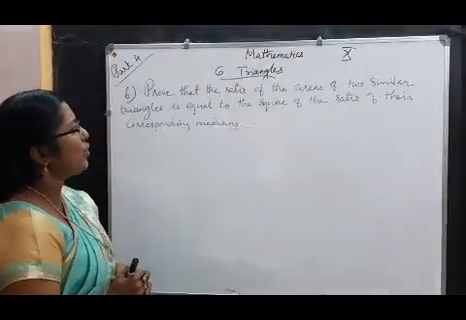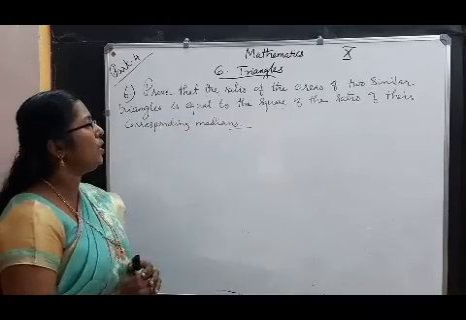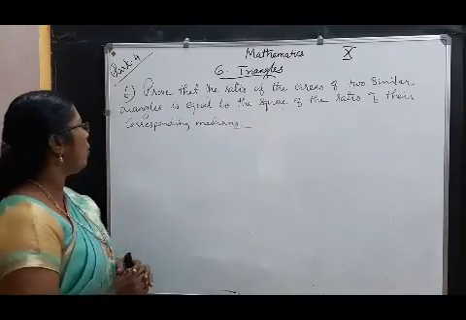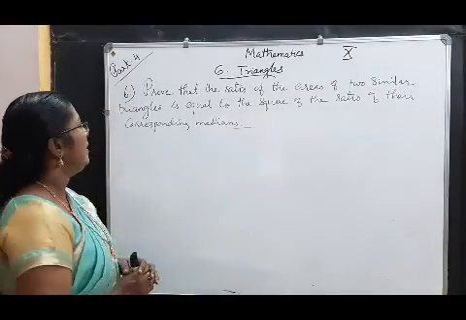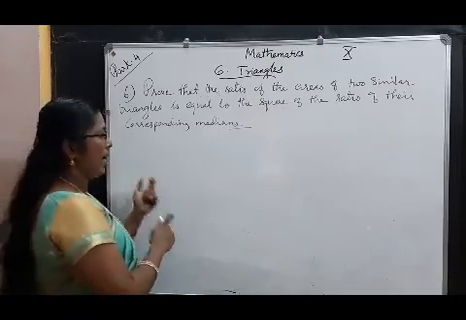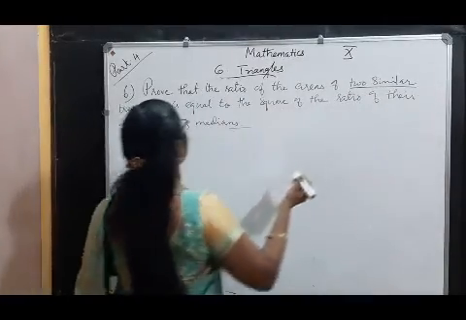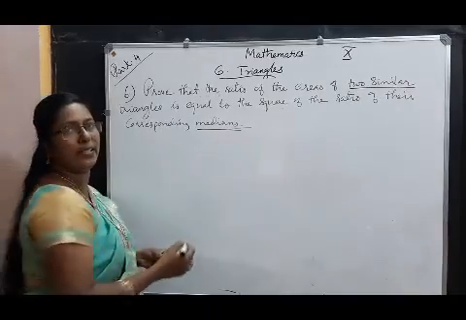Prove that the ratio of the areas of two similar triangles is equal to the square of the ratio of their corresponding medians. I repeat, prove that the ratio of the areas of two similar triangles is equal to the square of the ratios of their medians.